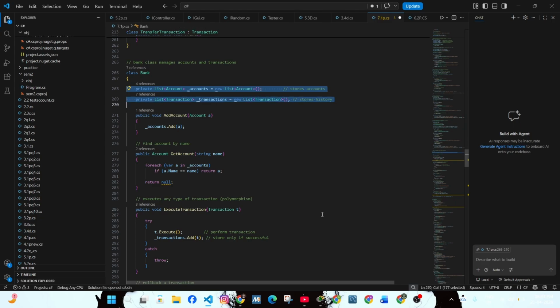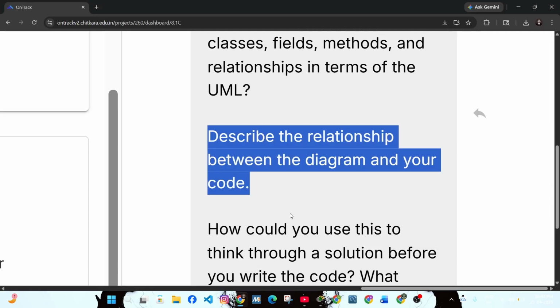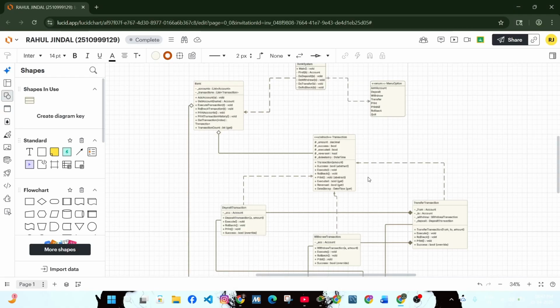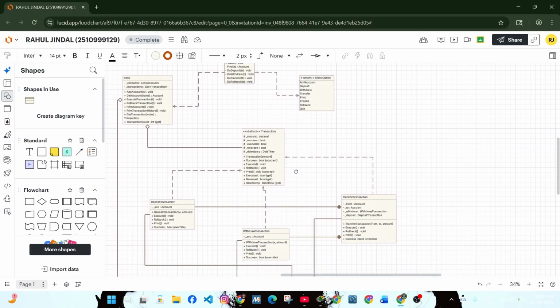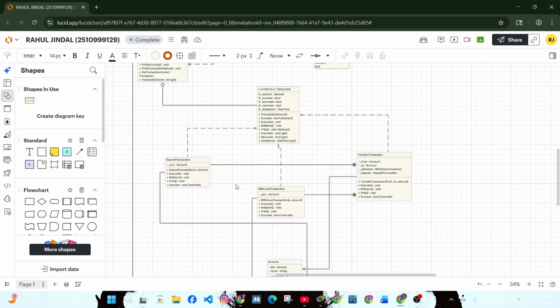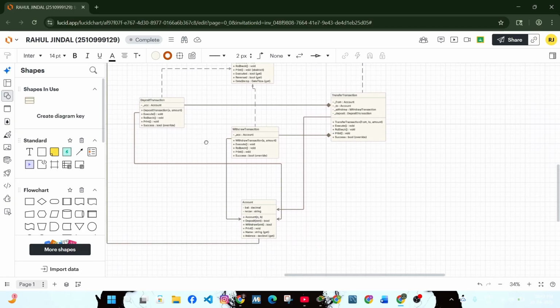So now I am going to discuss the third question, which is, how could you use this to think through a solution before you write the code? What would be the advantage to doing this? So, before writing the code, these UML diagrams can be used as a plan to design the system first. So we can understand how all these different classes are connected to each other and what each class is doing. Instead of first writing the code, we can give priority to drawing this UML diagram and think properly about the structure.